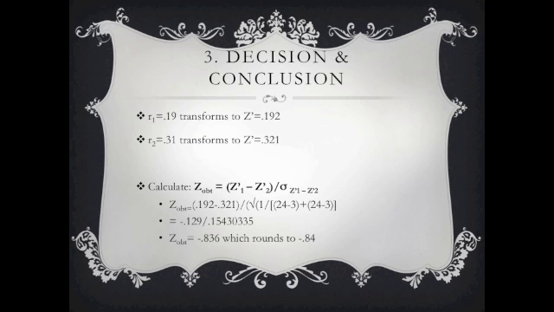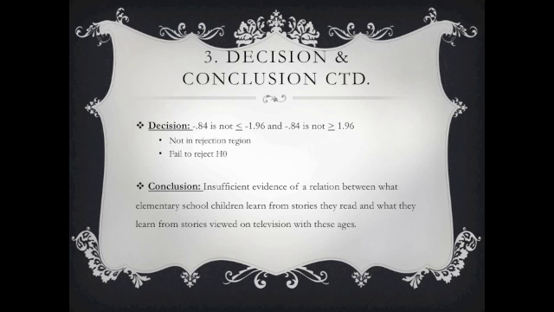Now it's just a matter of plugging all the data we have into our formula. So then we calculate our z obtained: 0.192 minus 0.321, divided by the square root of 1 divided by 24 minus 3 plus 1 divided by 24 minus 3. Then our numerator should equal negative 0.129 and the denominator should equal 0.15430335. The z obtained value should then equal negative 0.836, which we can round to negative 0.84. We are now able to make our decision and our conclusion.